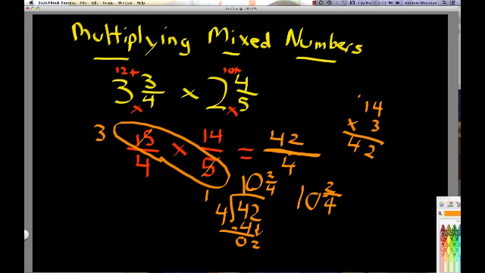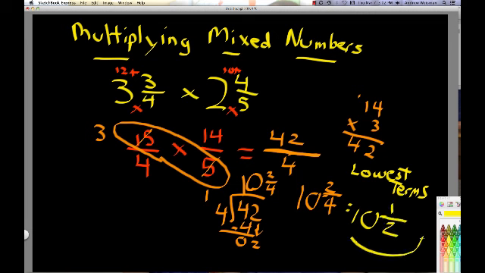Well, I know that this fraction I need to make in lowest terms, or I can simplify it. So what I do is I copy my whole number, I have 10, and I know from previous examples and problems that 2 fourths is the same as 1/2. So our final answer is 10 and a half.